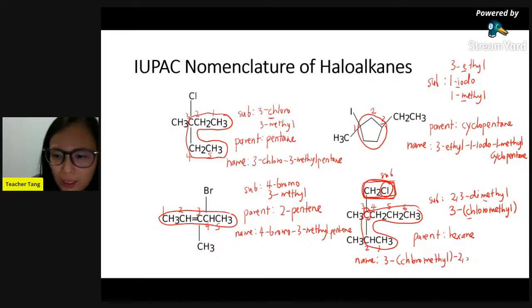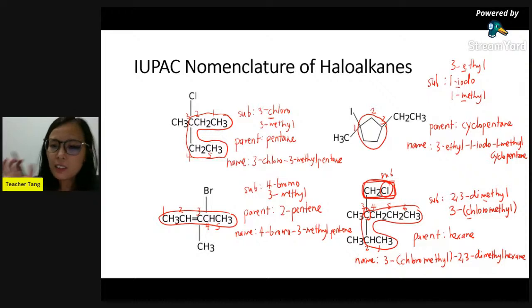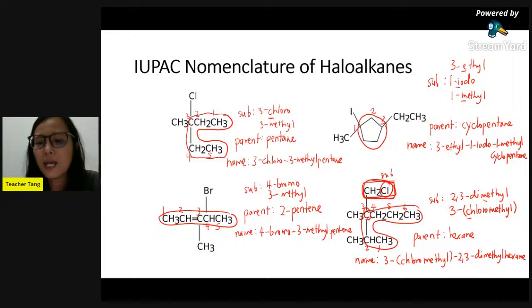2,3-dimethylhexane. Okay, so again, if you have a substituent inside a substituent, you need to bracket it. Okay, so you need to bracket it, to tell people that there's a substituent within a substituent.